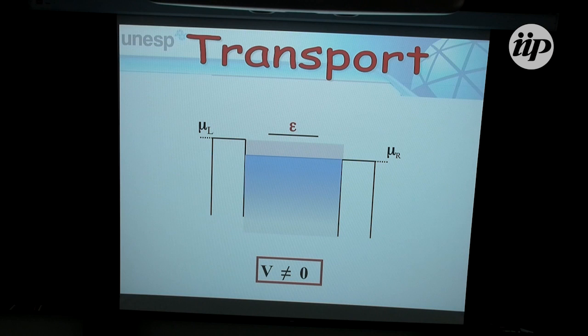So this is one way of seeing this problem. Although I am applying this bias constantly, I can imagine that my electrons, which are higher in energy, would like to go back to the situation where they're lower in energy.